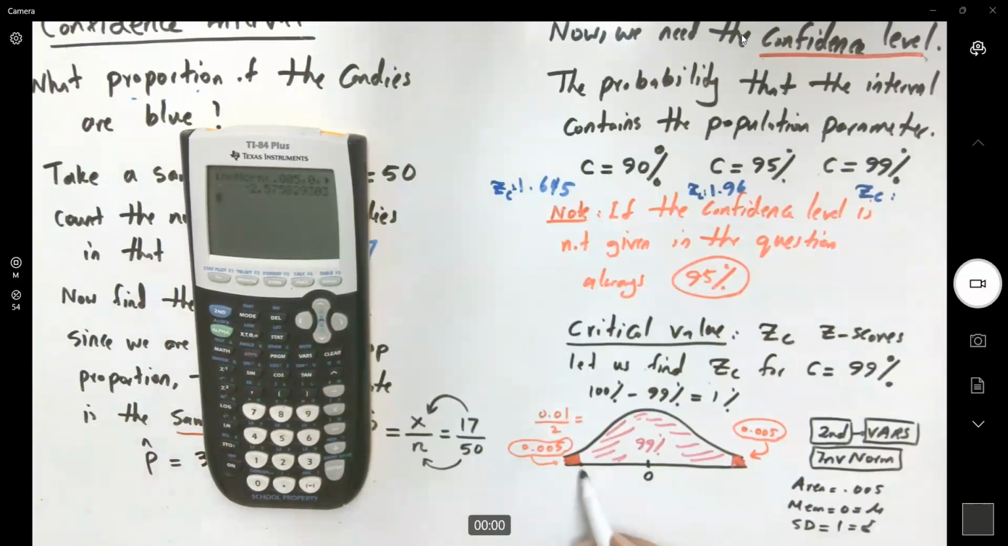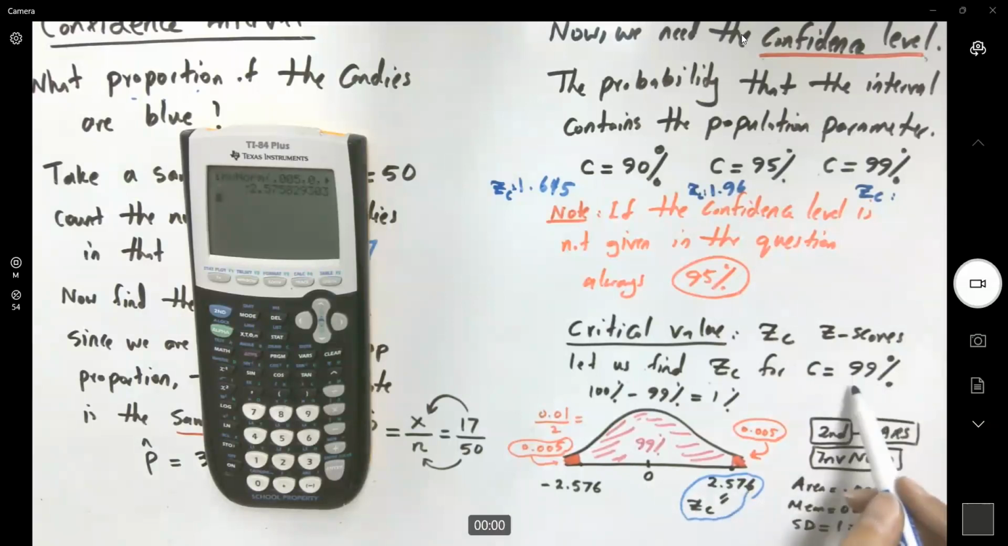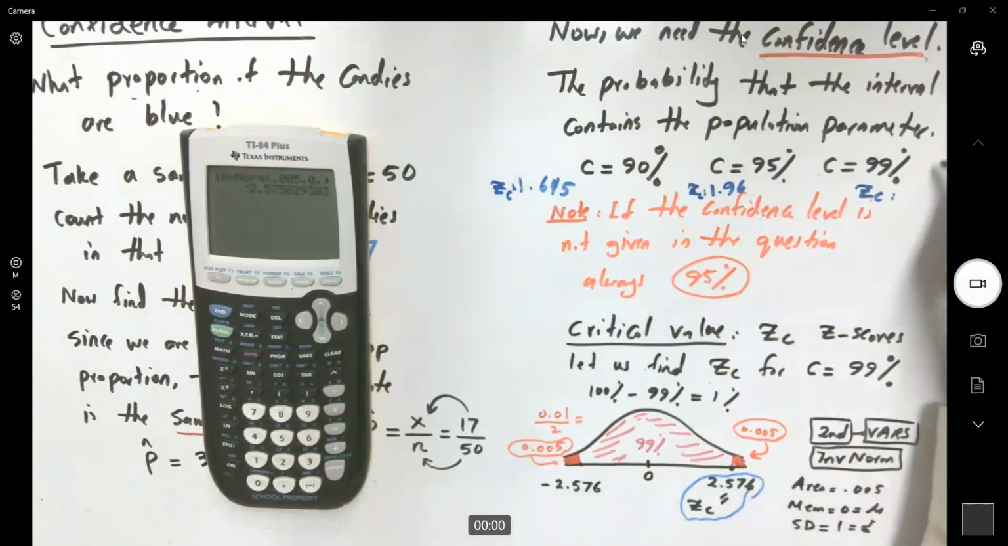The z-score on the left is negative 2.575 or 576. So on the right-hand side of 0, we get positive 2.576. This is my ZC. So the critical value for 99% confidence level is 2.576.